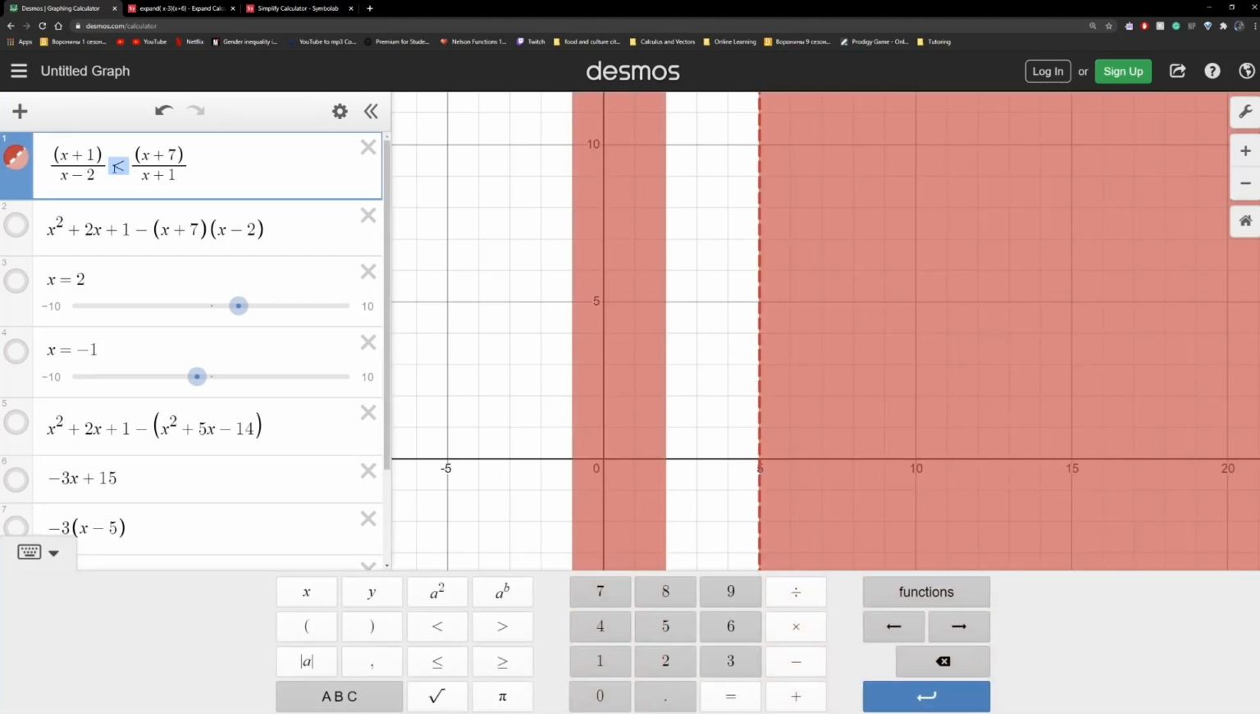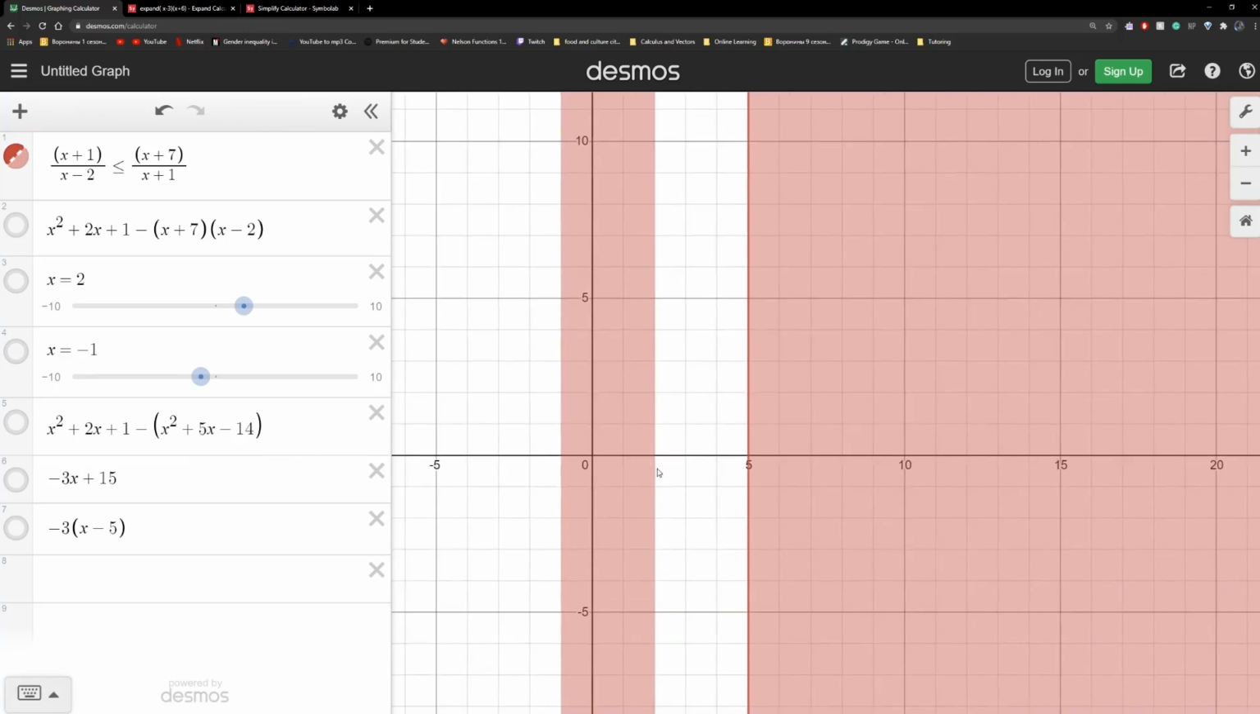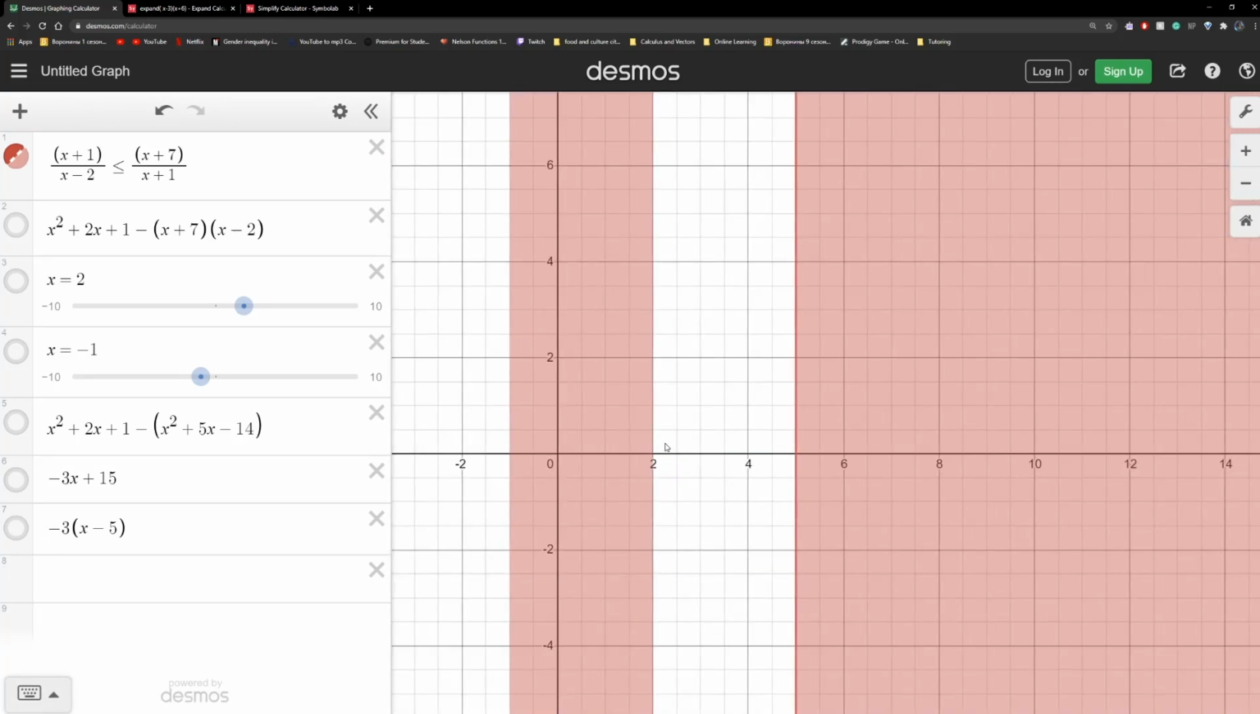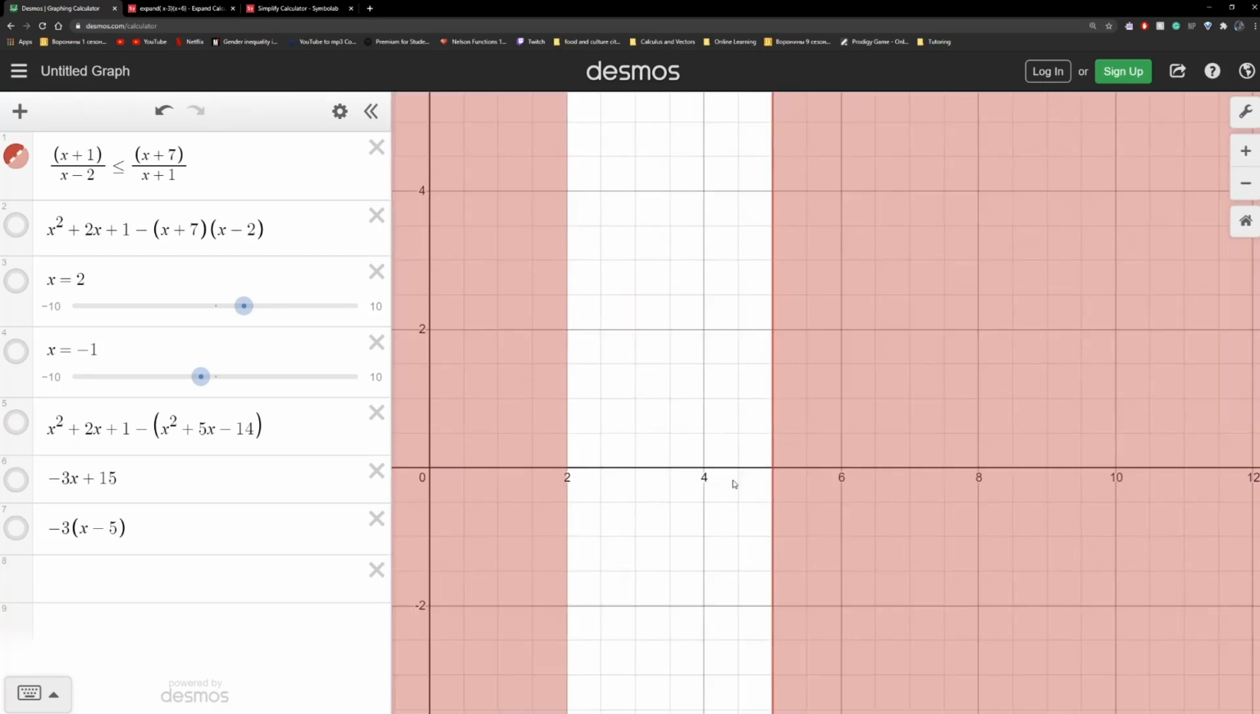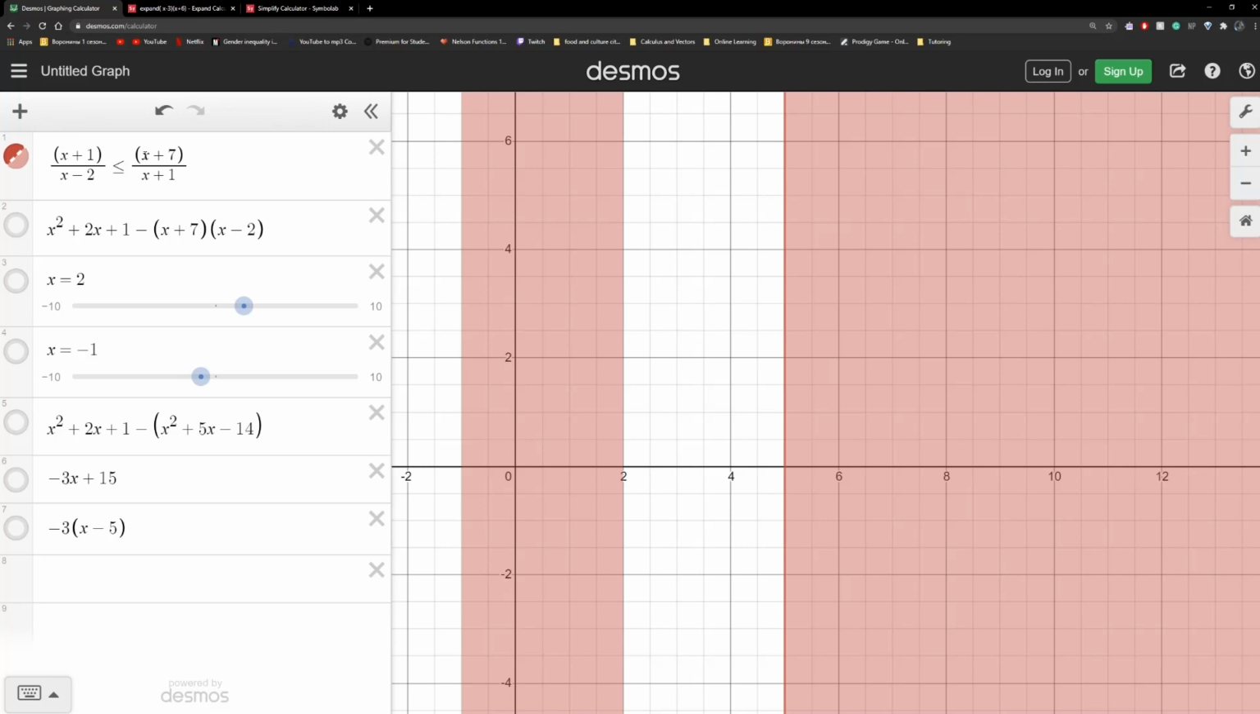Now what I also want to show is the greater or equal to difference. Again, we see that there's no thick line on 2 and -1 because those are restricted, but there's now a thick line on 5. Again, this is just illustrating our solution.